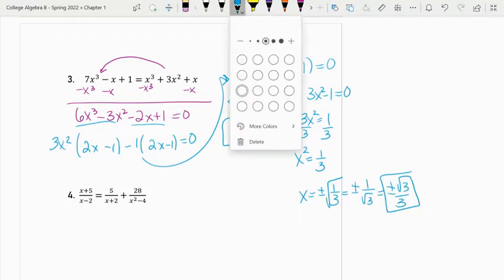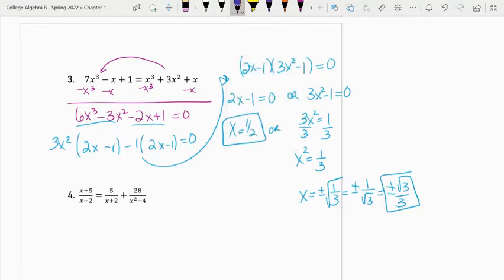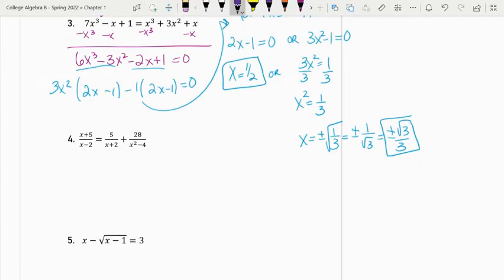All right, number 4. We have denominators on this one, which means we could have extraneous solutions that don't check. We'll have to worry about that at the end. So we're going to multiply by the common denominator, but look at this. You can factor that to x plus 2 and x minus 2. So then my common denominator is x minus 2 and x plus 2. So multiply each term by that.